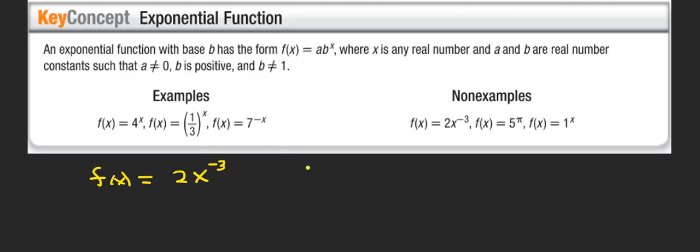And the other one is when you have f of x equals 5 to the pi. The base is a positive real number and not equal to 1. However, look at the exponent. It's not variable, it's pi. Therefore, this is not an exponential function. What about f of x equals 1 to the x? Well, we have a problem because the base cannot equal 1. But here we have a base of 1. So therefore, this is not an exponential function.